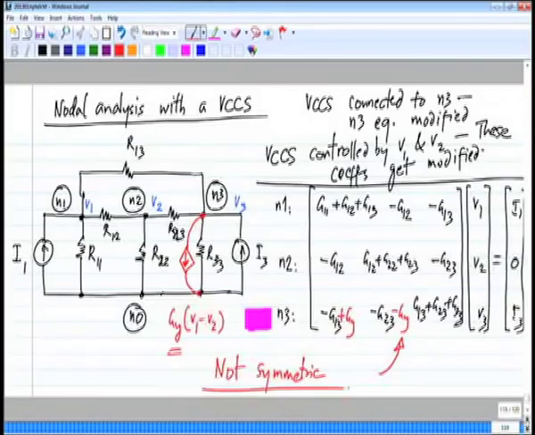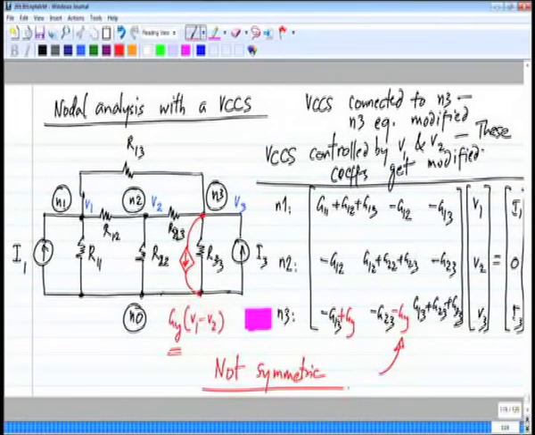And if you have a voltage controlled current source, then you have to modify the matrix. It will become asymmetrical, but in general, that also you can do. It will modify the equations at nodes to which the control source is connected, and some coefficients will get modified.